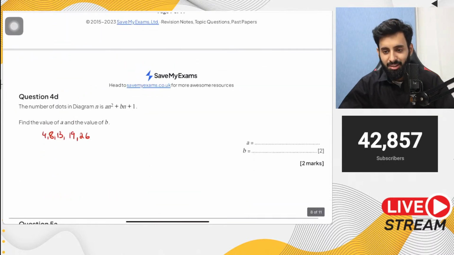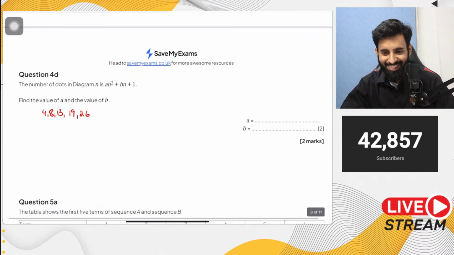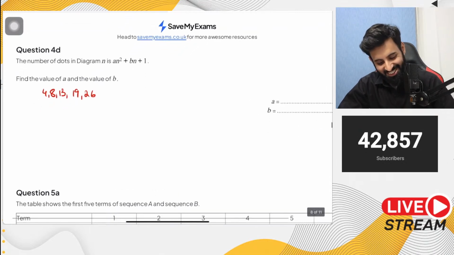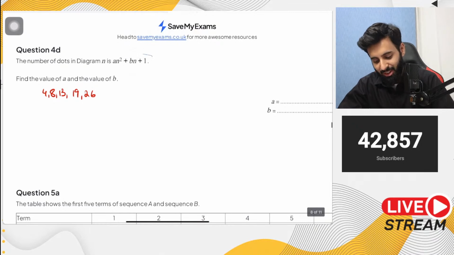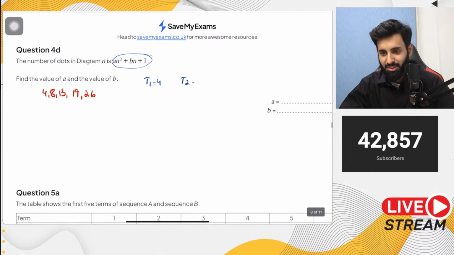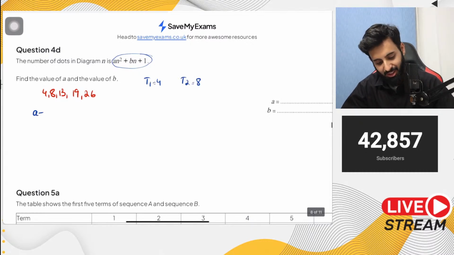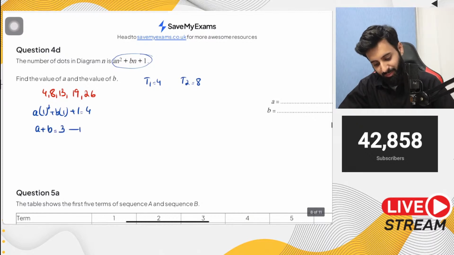Anyway, so let's use what we used earlier. T1 equals 4. T2 equals 8. So let's plug in 1. You have a into 1 squared plus b into 1, plus 1 (I forgot the plus 1), equals 4. So you have a plus b equals 3. So that's one equation.